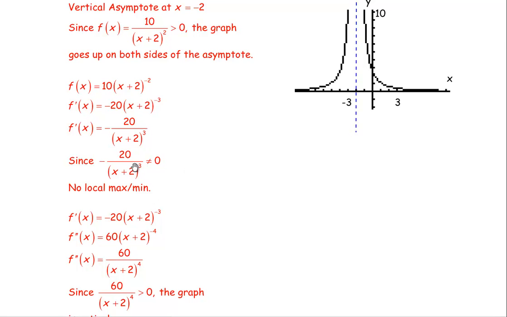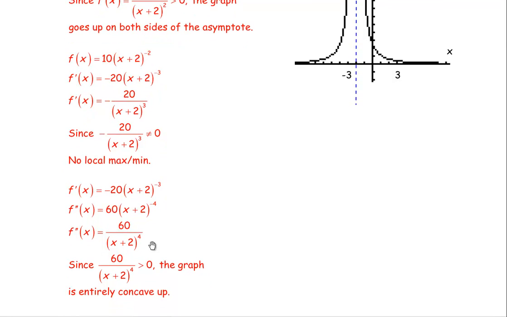Second derivative, well, we could take this and differentiate. So -3 multiplied by -20 is 60, and reduce the exponent by 1. So -3 minus 1 is -4. So the second derivative is 60 over (x plus 2) to the fourth. And again, that has to be always greater than 0. It could never equal 0 because, again, there's just a constant number in the numerator. So if it's always greater than 0, the entire graph is entirely concave up.